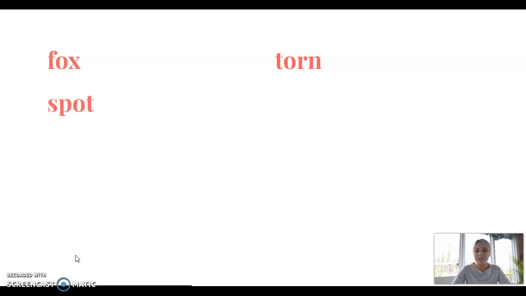Let's look at the next word, spot, and our next word, short. Are we starting to see a pattern here? Fox, spot, torn, short. Our next word is rot. So we have fox, spot, rot. Those are all rhyming words. And we have torn, short, and now we have storm.